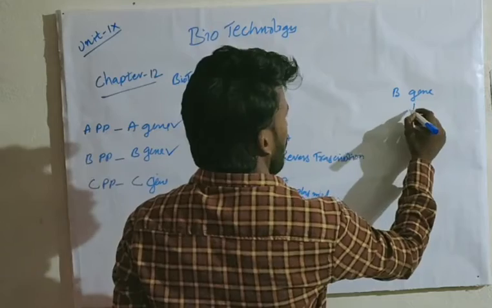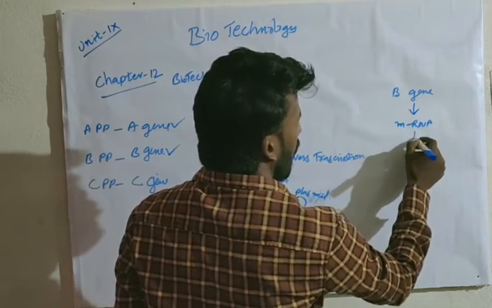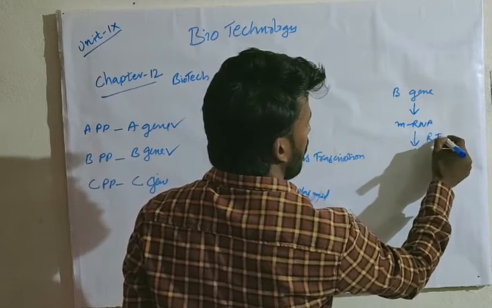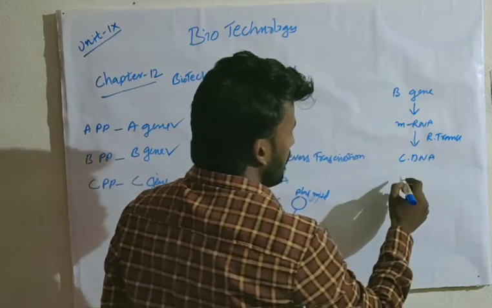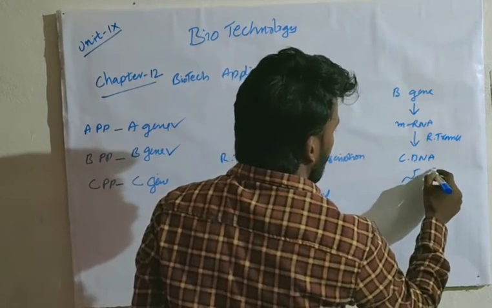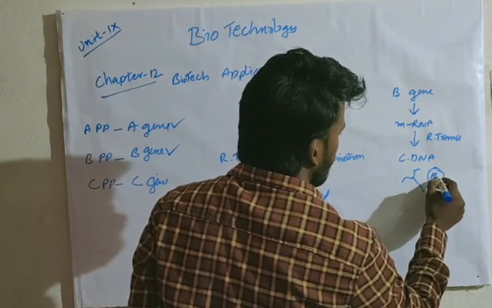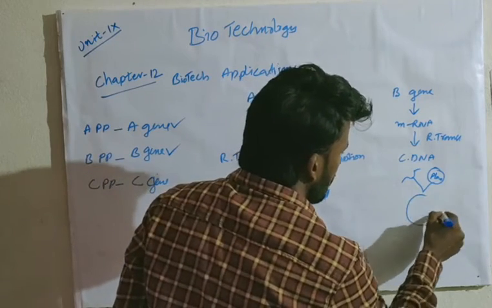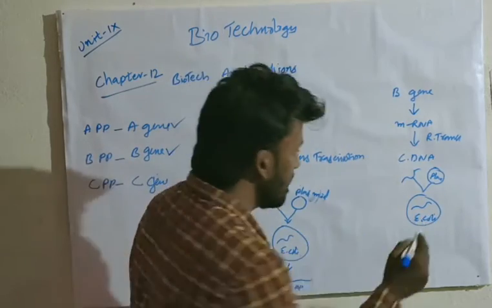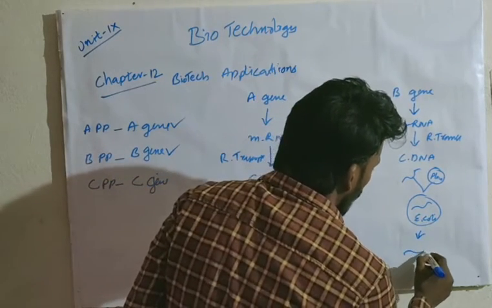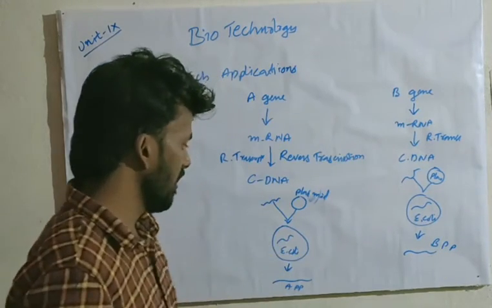So they allow the transcription, mRNA forms, and they allow the reverse transcription, cDNA forms, and this cDNA they recombined into the plasmid, and this recombinant entered into the E. coli, and the E. coli synthesized a new polypeptide chain, the B polypeptide chain.